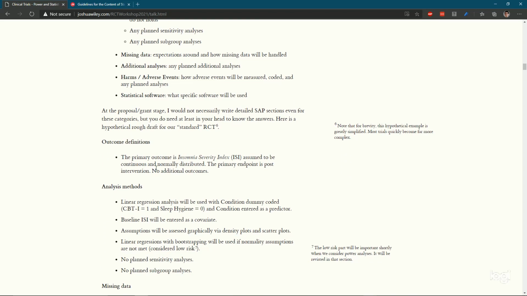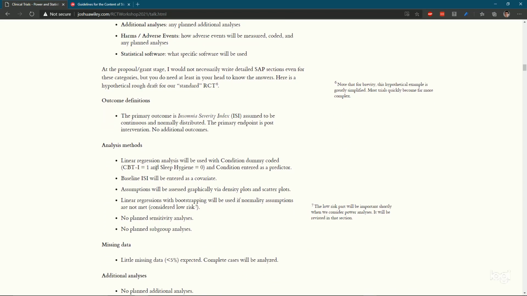But for these purposes, I'm going to show you an example of what I might have written or at least have in my head if I'm writing a proposal, writing a grant, specifically an analysis section. And this may not be written, all of this information may not be written in the grant, but this is information that I will absolutely have crystal clear in my head before I would proceed.